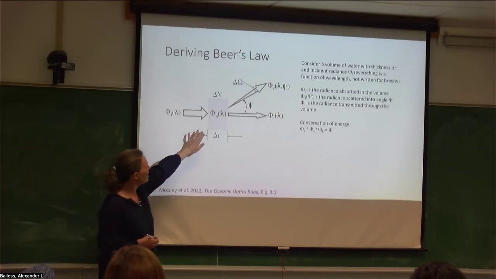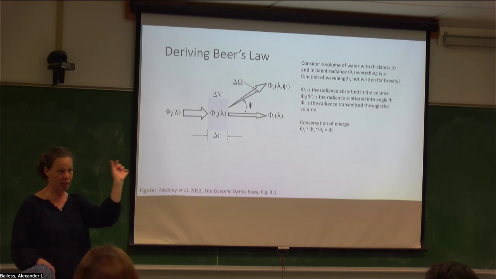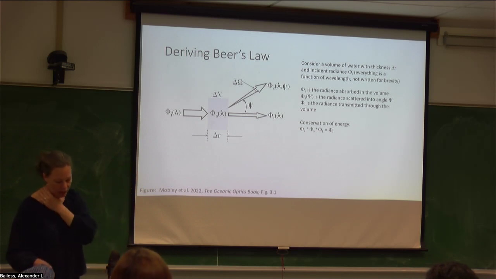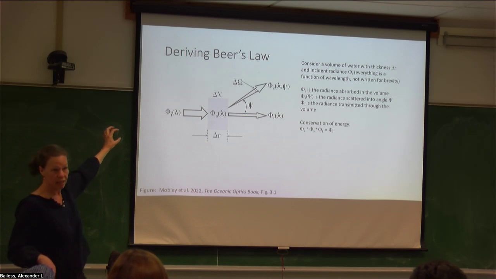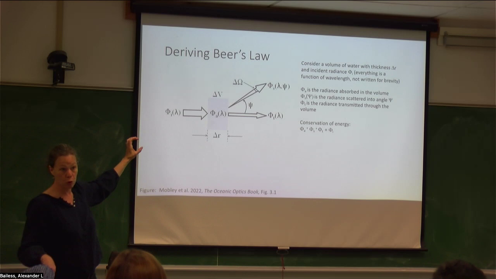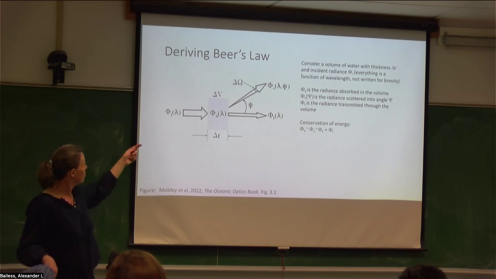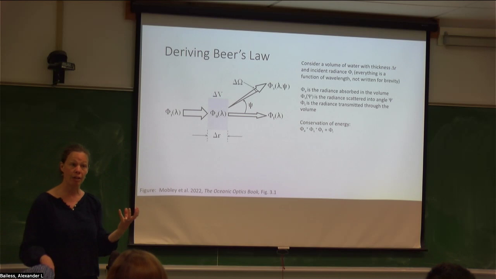So this gray box symbolizes our volume of water, and it has a thickness delta R, right? Using R as the path length of light through the water. And the capital phi here is being used as the symbol for light. So phi sub I is our incident radiance that's going into the volume. Then some of the light is absorbed, phi sub A. And what comes out in the same direction on the other side is phi sub T, the transmitted light. And then there's a little arrow going off up and to the right, and that is phi sub S, the light that's been scattered within that volume.